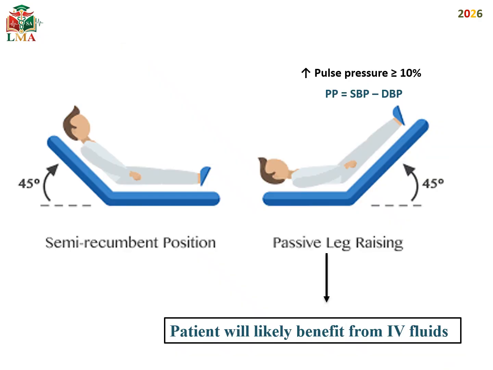So to simplify it: the patient is in the semi-recumbent position at 45 degrees, then put the patient flat, raise the legs 45 degrees, and measure the pulse pressure. If it increases by more than 10%, that means the passive leg raising is positive and the patient will likely benefit from resuscitation. By the way, for the people who don't know how to measure the pulse pressure, it is the systolic blood pressure minus the diastolic blood pressure.